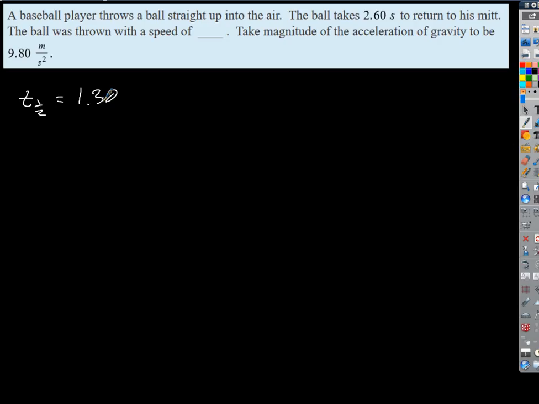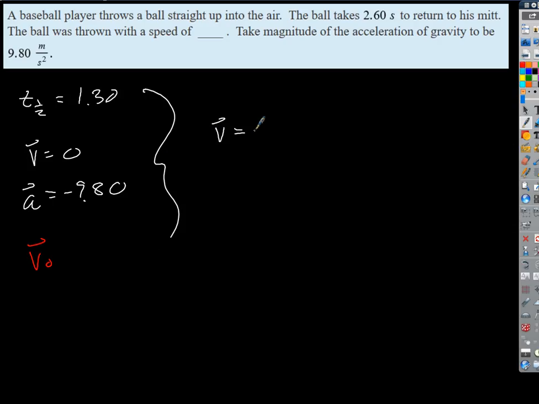At the top, if we're just going to consider half the trip, then for that journey, the final velocity, and here's the key, what is it? The trip we're considering is just when the ball goes up to the top. What's the velocity at the very top? 0, right? Because that's when it's going to come back down. So V is 0, A is negative 9.80. We're trying to solve for V naught. Same equation, V equals V naught plus AT.